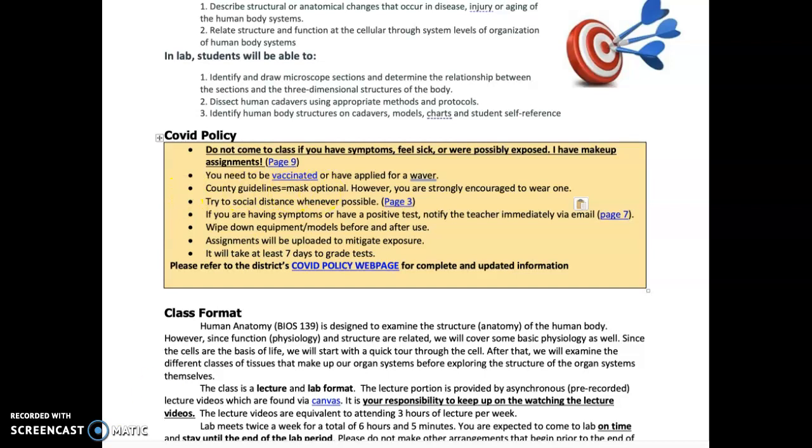County guidelines say masks are optional. That came out yesterday, the day before I'm making this video, a week before class starts. However, I strongly encourage you to wear them. It stops transmission to other people in case you are exposed and are asymptomatic, and it protects you more in case somebody is exposed and not wearing a mask.